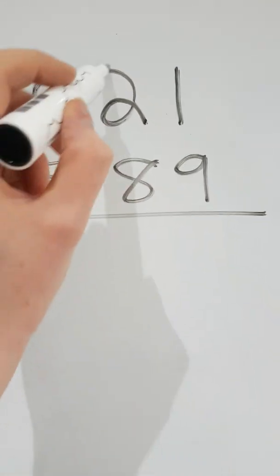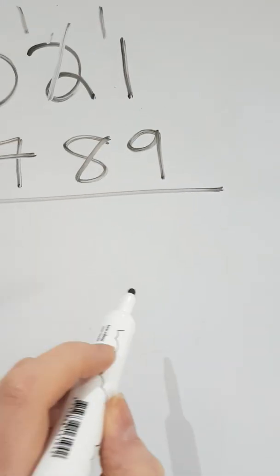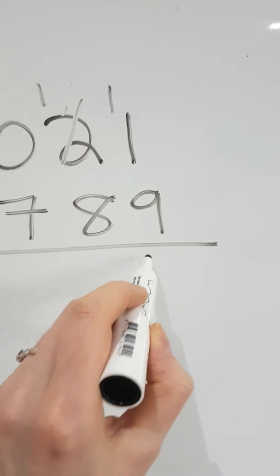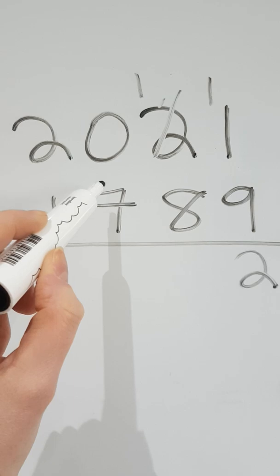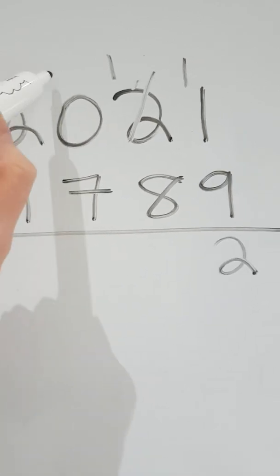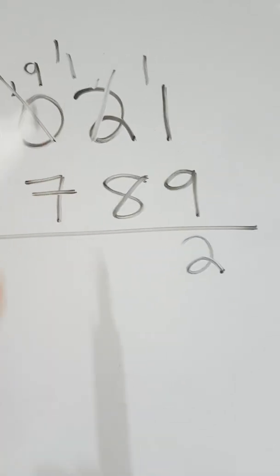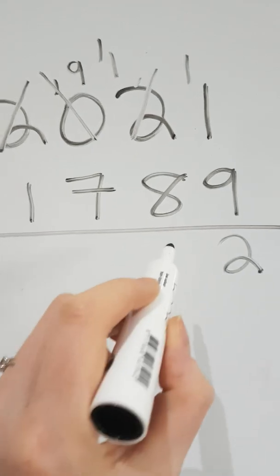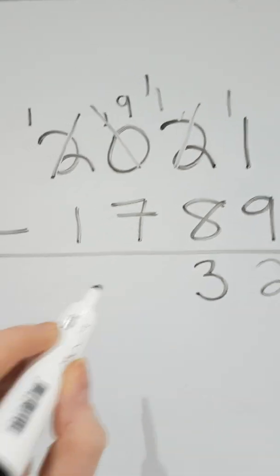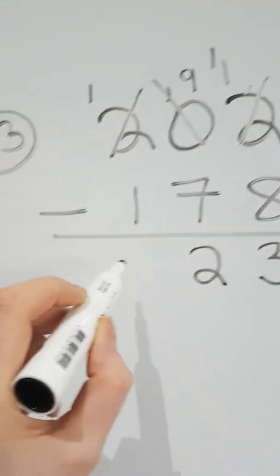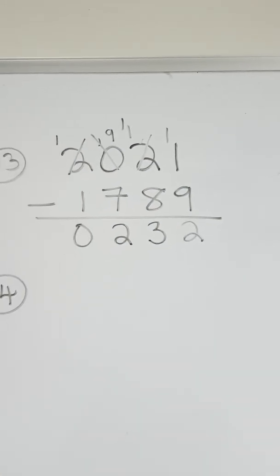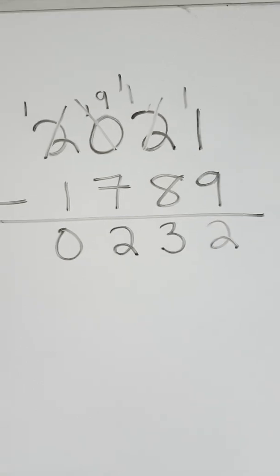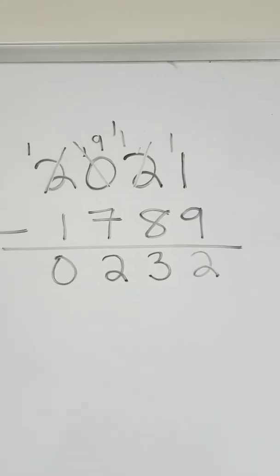So 1 take away 9 we can't do, so we must borrow. 11 take 9 is 2. 1 take 8 we can't do now, so we have to borrow. Nothing to borrow from here, so we keep going there. 11 take away 8 is 3. 9 take away 7 is 2. And 1 take away 1 is 0. So 232 is your answer there.